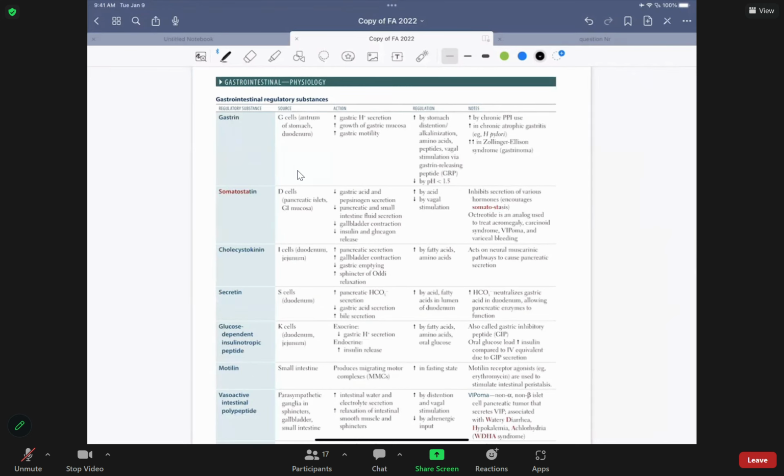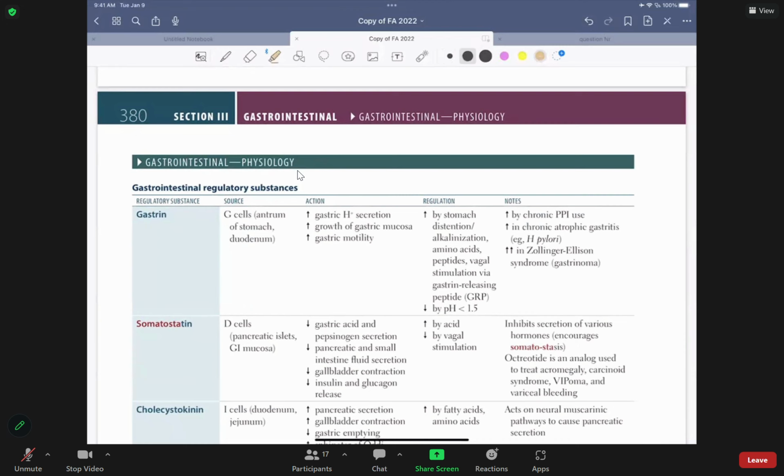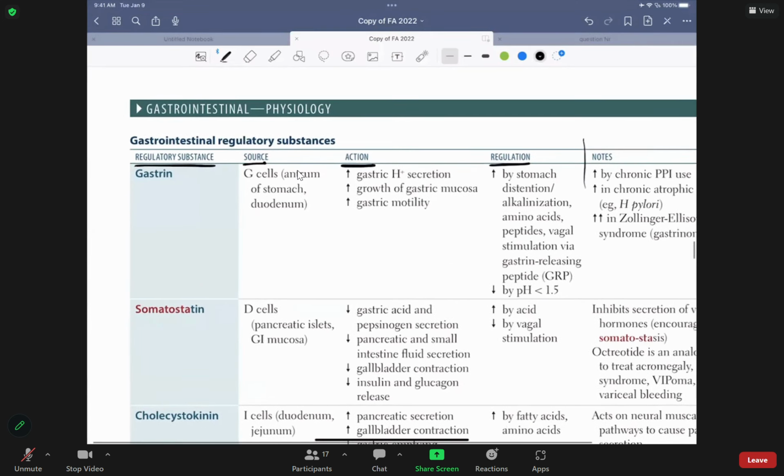It's a summary page. What we need to learn, we need to know the name of the hormone, where it comes from, and what's their function. That's the main part we need to learn, and possibly some regulation. These notes, ignore them, because they're adding pathology and everything as a summary. By the time we finish GI, you would know more than that. Now let's go with this, folks.